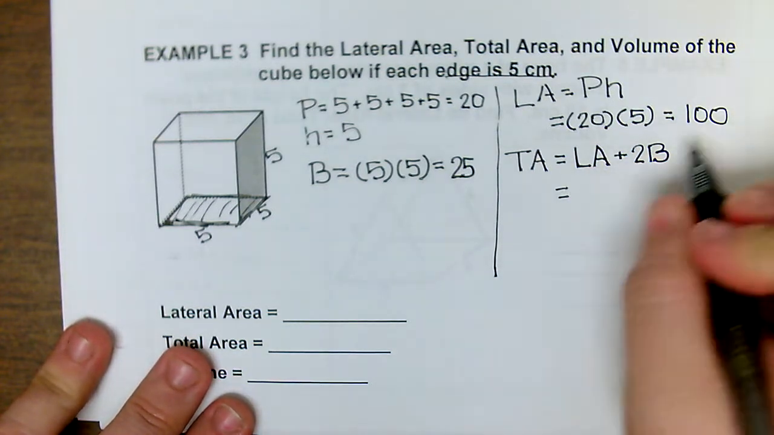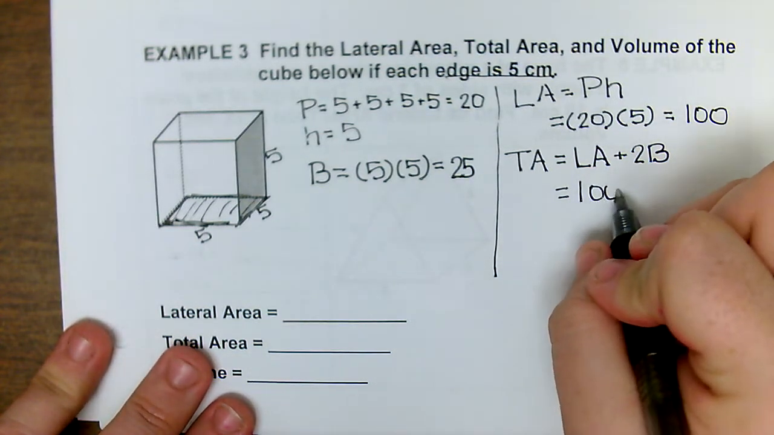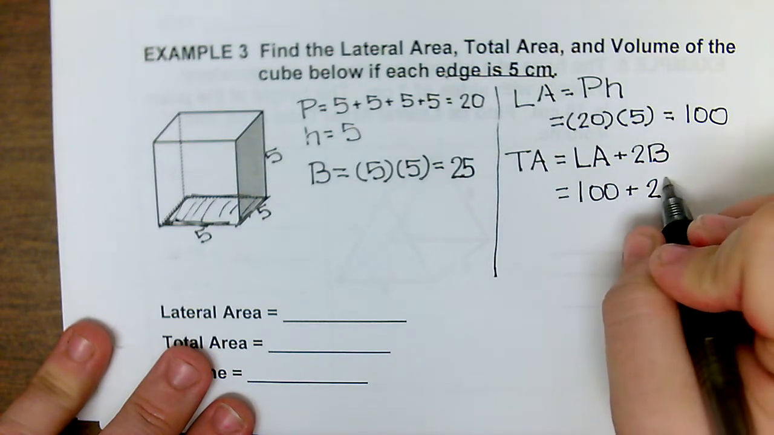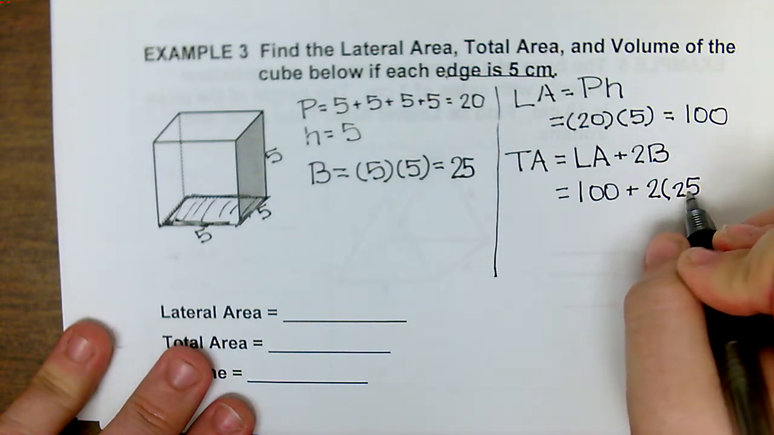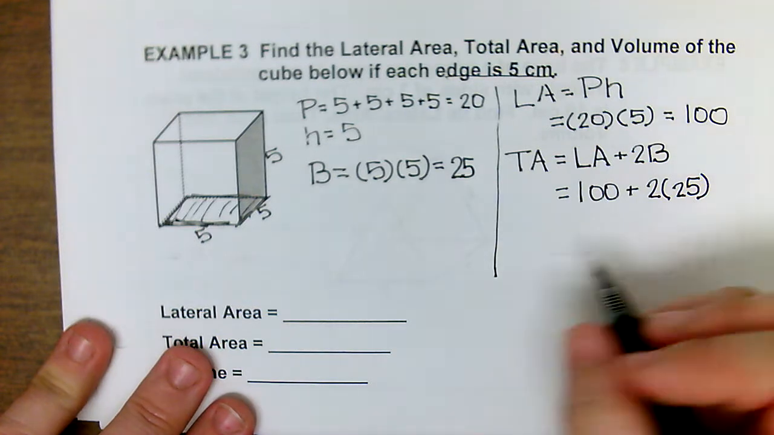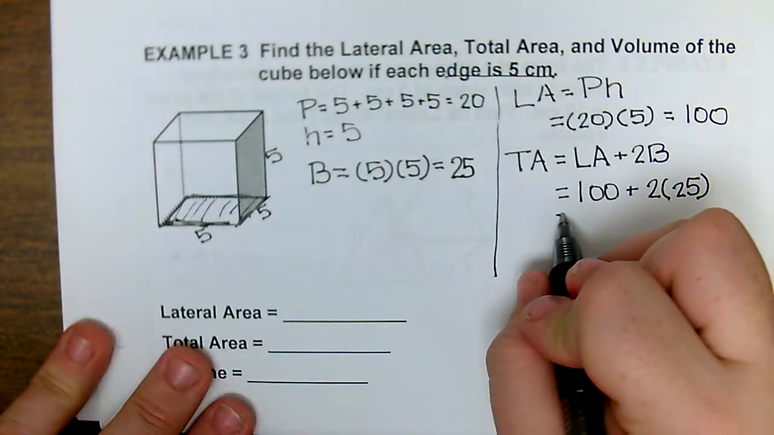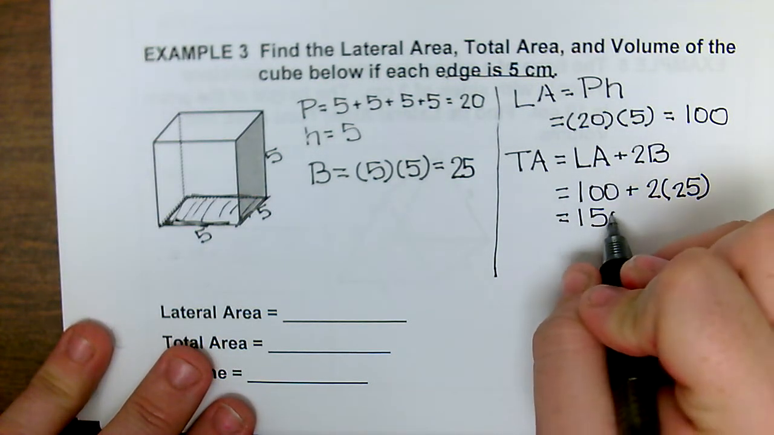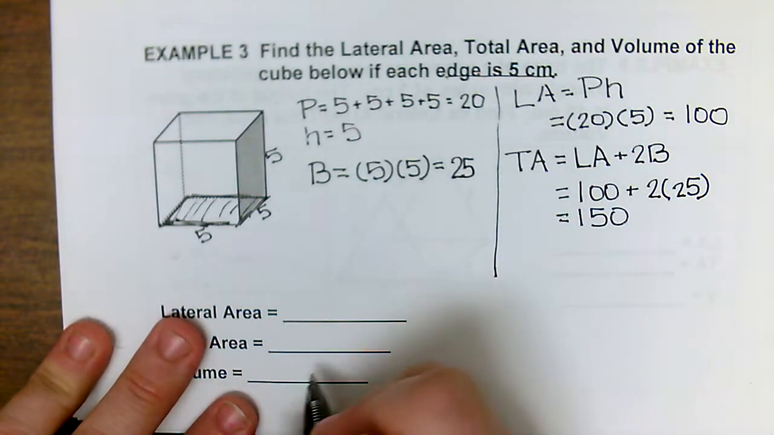So now we're going to go back over here to total area. 100 plus 2 times 25, which is 150.